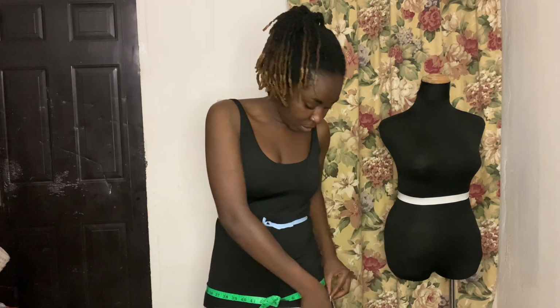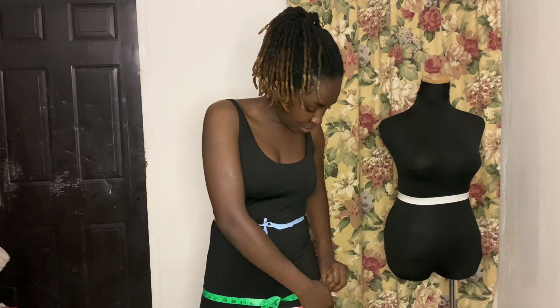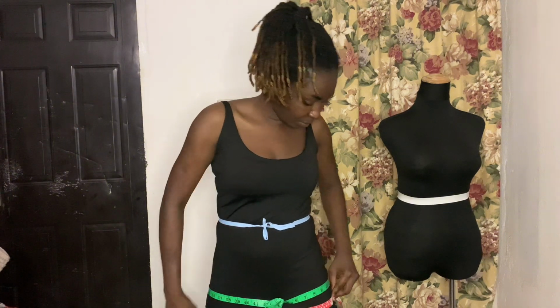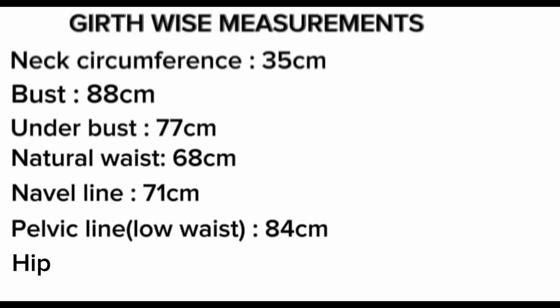So just below my bum, I'm going to take that measurement, and this is 100 cm. This is 100 cm, so it's just slightly less than this, which is fine. I'm still going to use this 100.5, and yeah, that's my hip circumference.